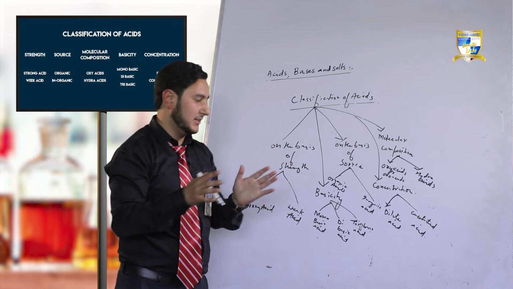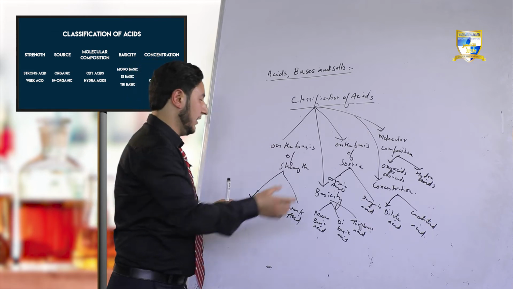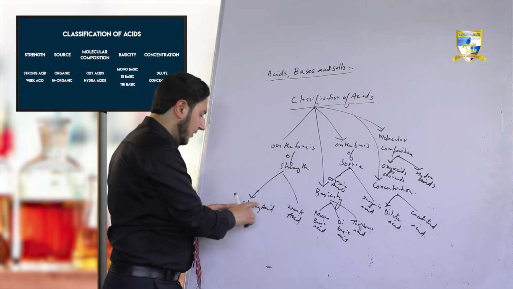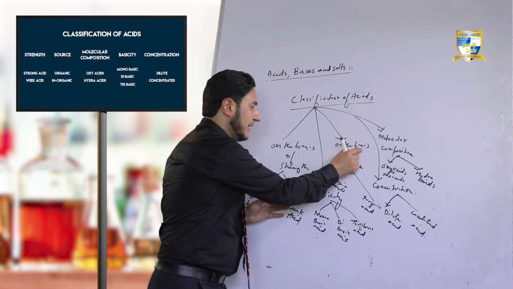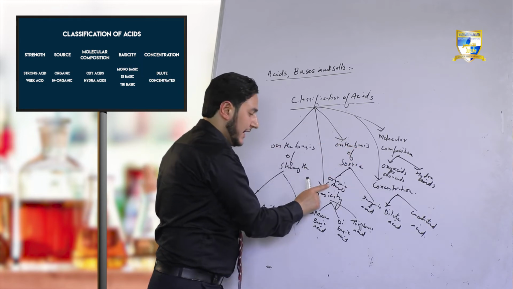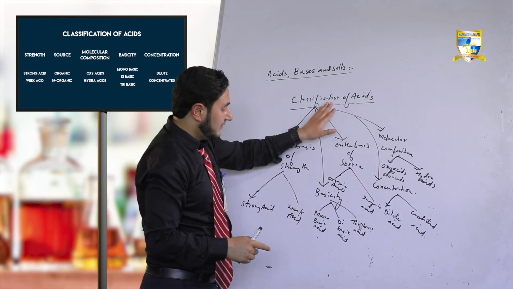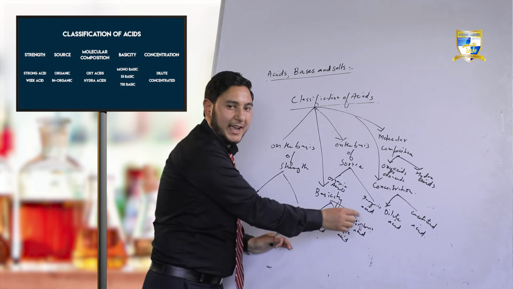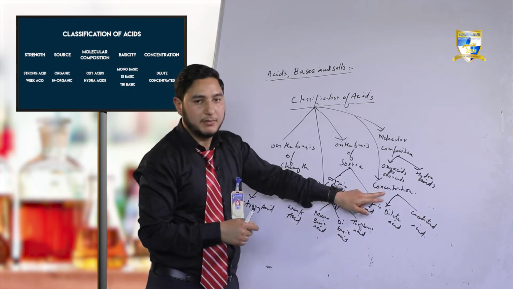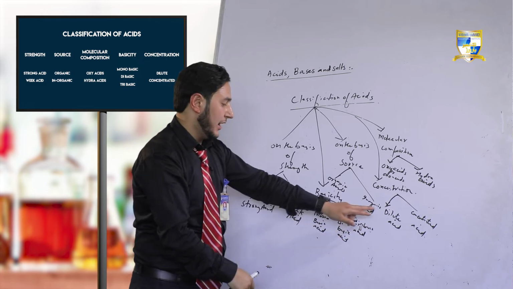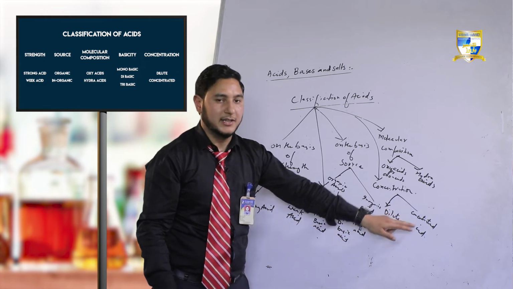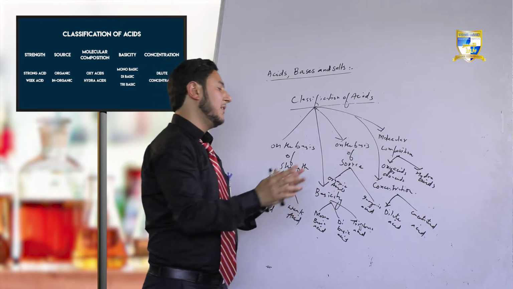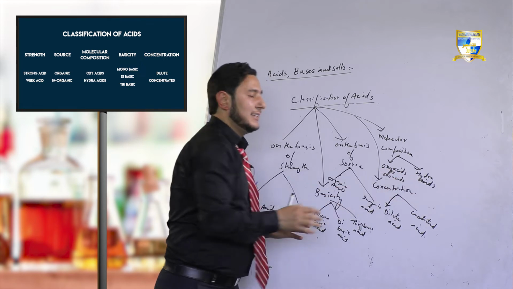Classification of acids. How are acids classified? Depends on what basis you are taking. If we are classifying acids on the basis of strength, there are 2 types, strong acids and weak acids. If we classify them on the basis of source, there are further 2 types, organic acids and inorganic acids. On the basis of basicity, there are 3 types, monobasic, dibasic and tribasic. On the basis of concentration, there are 2 types, dilute acid and concentrated acid. And on the basis of molecular composition, there are further 2 types, oxyacids and then the hydra acids.